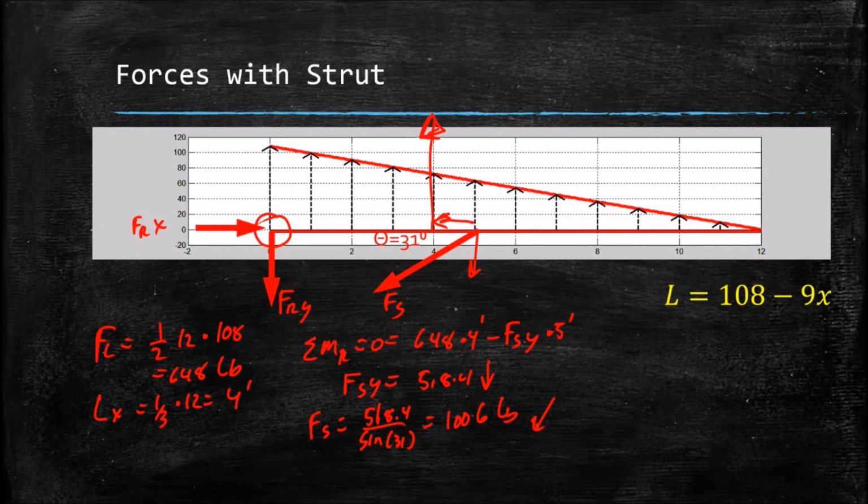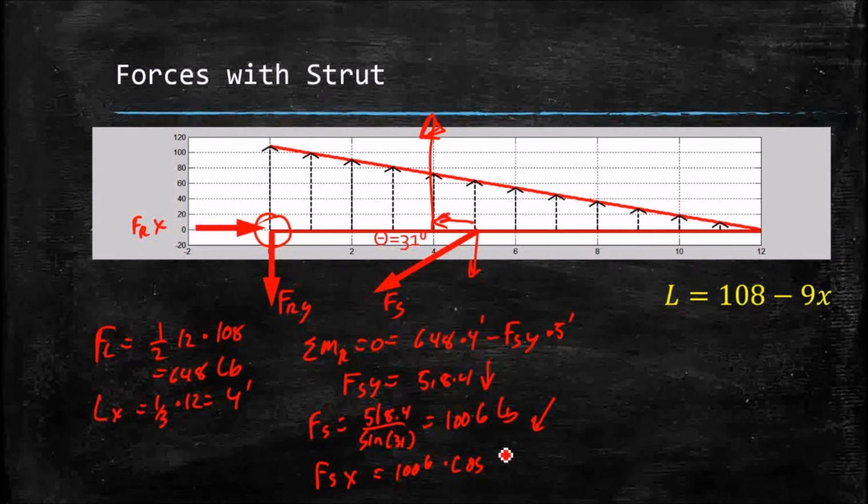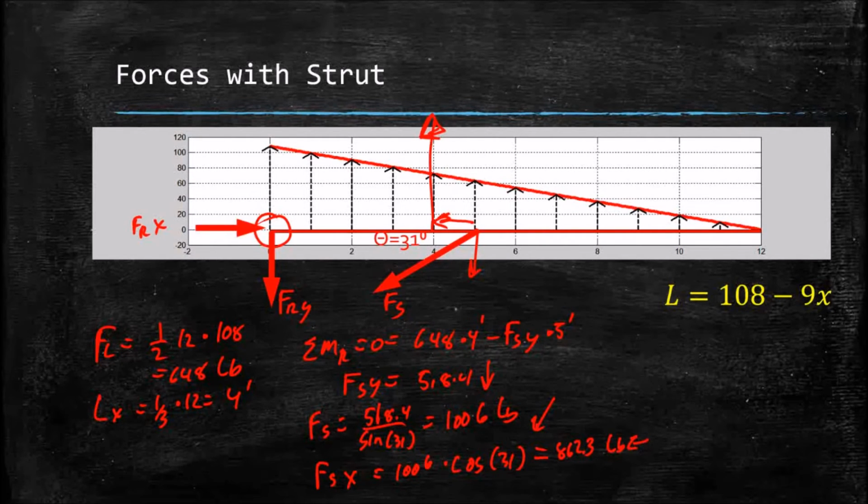And we can also, while we're at it, determine that the force in the strut in the x direction is equal to 1,006 pounds times the cosine of 31 degrees, and that's equal to 862.3 pounds to the left. And since that's the only force with an x component, pointing to the left, 862.3, we can, by inspection, determine that this is 862.3 pounds pointing to the right.